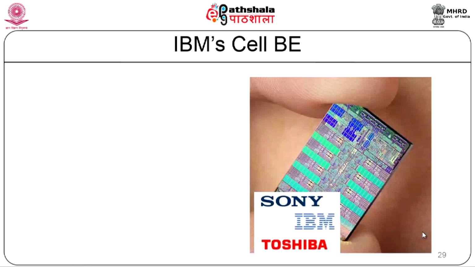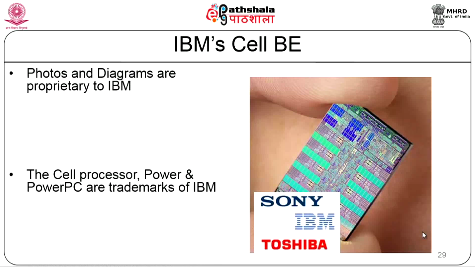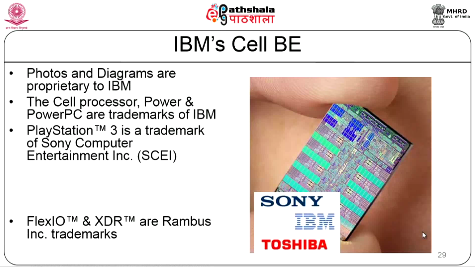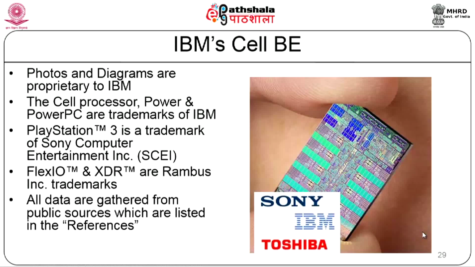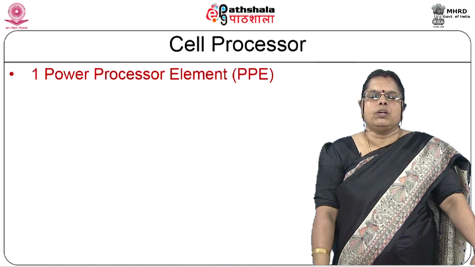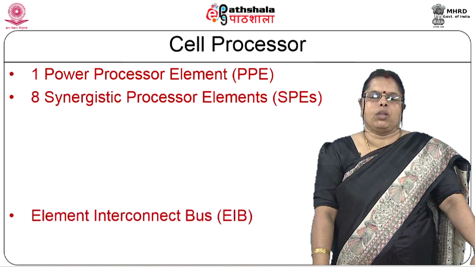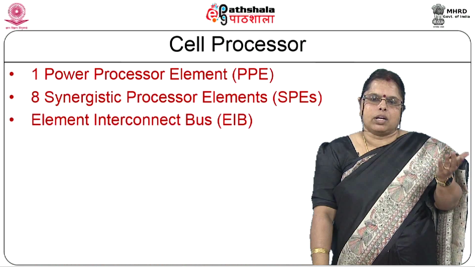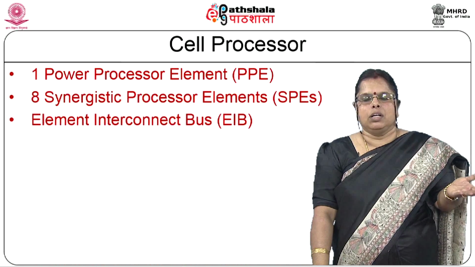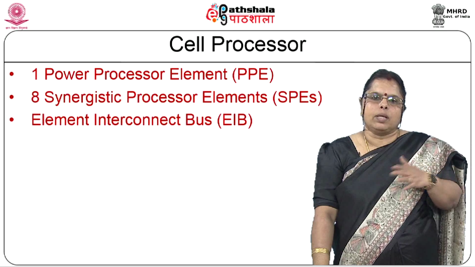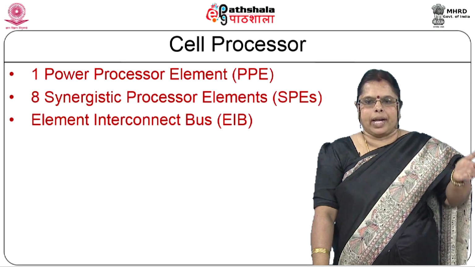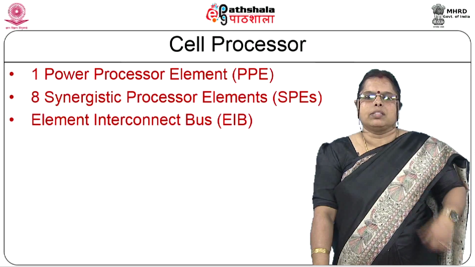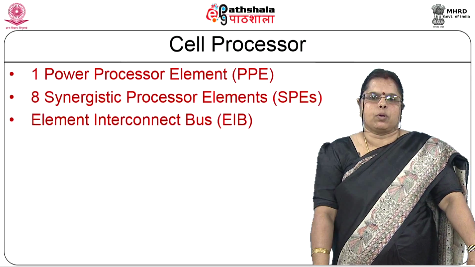The second architecture is IBM's CellBE architecture. Of course, this architecture was a joint effort by Sony, IBM and Toshiba. And this is an example of a heterogeneous architecture, first of all. Whereas in the case of the Intel processor as well as the UltraSPARC processor that we looked at, they were examples of homogeneous processors where all the cores were of identical type, here the CellBE is a heterogeneous processor.